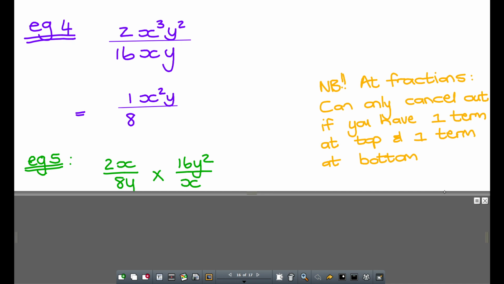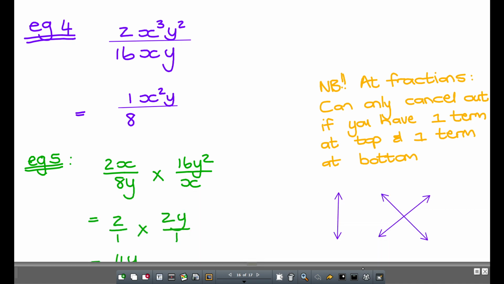Okay, right, now I can also give you the following: 2x divided by 8y, and then say times 16y squared over x. Now over here you must remember that I am allowed to have a look over here.